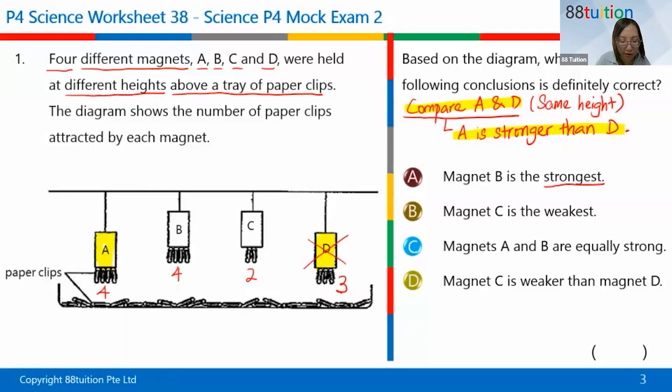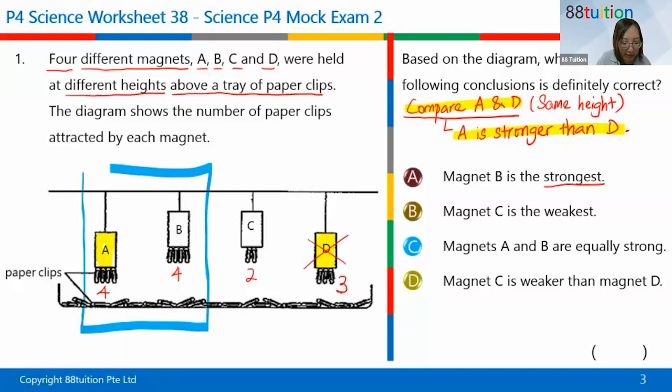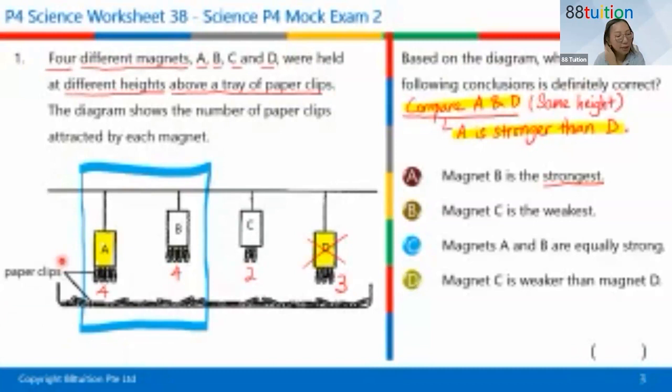How about if I were to compare A and B? I'm going to highlight in blue. Although they are of different heights, why is it that I can compare them? Because both of them attracted the same number of paper clips, although at different heights. At least there's something that is the same. Just now I compared the yellow with yellow because same height, same height. Something must be the same before you compare. The distance above the paper clips is the same height.